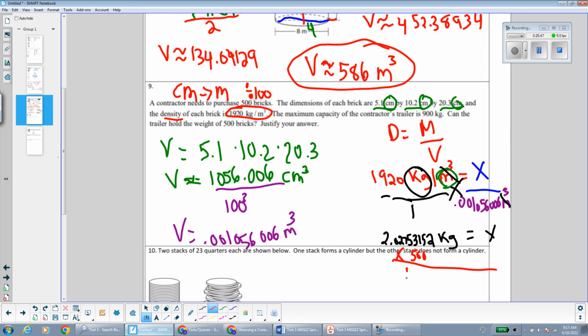And I get, oops, for some reason, sometimes it doesn't want to write on here. Okay, so I get 1,013.76576, and that's in kilograms. And 1,013 is definitely over the 900 that the contractor's trailer can hold. So the answer is no. The trailer cannot hold the weight. But remember, you couldn't just write that. You needed to show work to back it up.